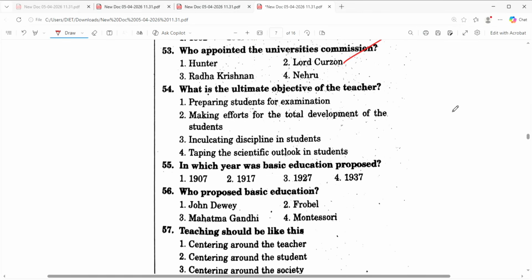What is the ultimate objective of the teacher? Preparing students for examination, making efforts for total level, inculcating discipline, taking the scientific outlook. How many of you can guess which one is the right? The 3 are very much inapt, inappropriate. Only one is apt. See, making efforts for the total development of the students is very important.